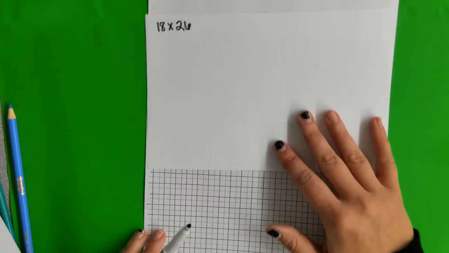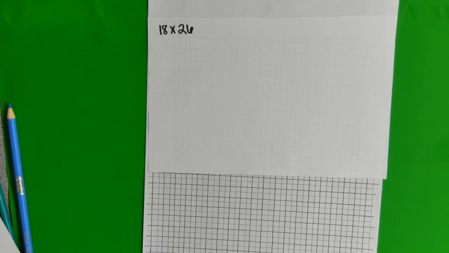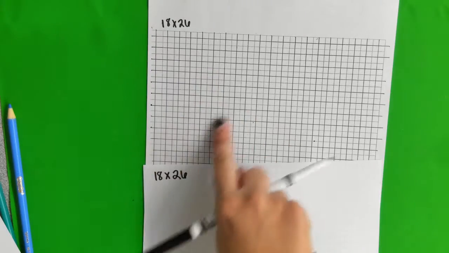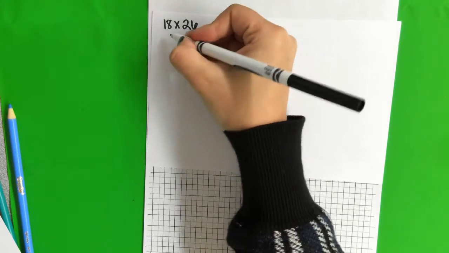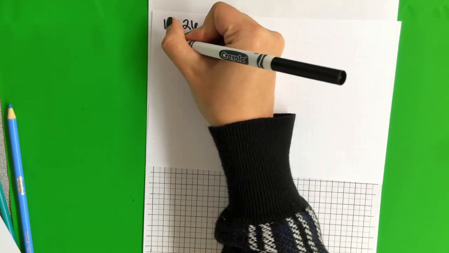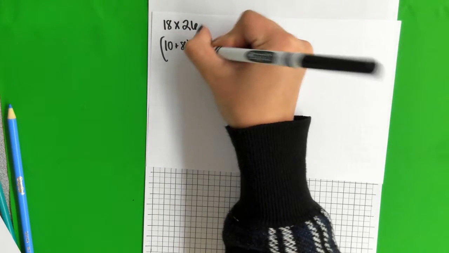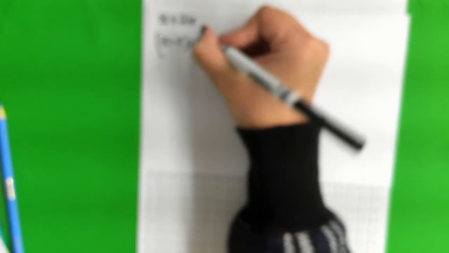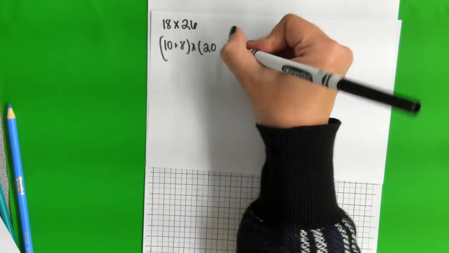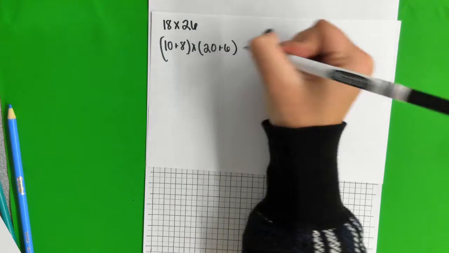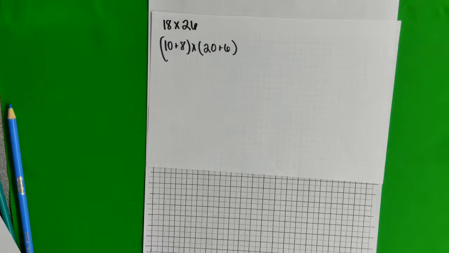Okay, now I'm going to do another one. We have 18 times 26. Now I could graph it all on here, or I could do it a little bit easier. The first thing that I want to do is break it up into my expanded form. So I know 18 turns into 10 and 8, and 26 turns into 20 because I have 2 tens, and 6. And then I can just draw a little box on my own.